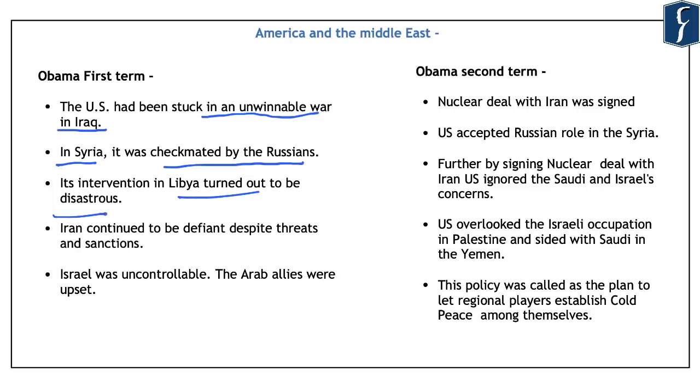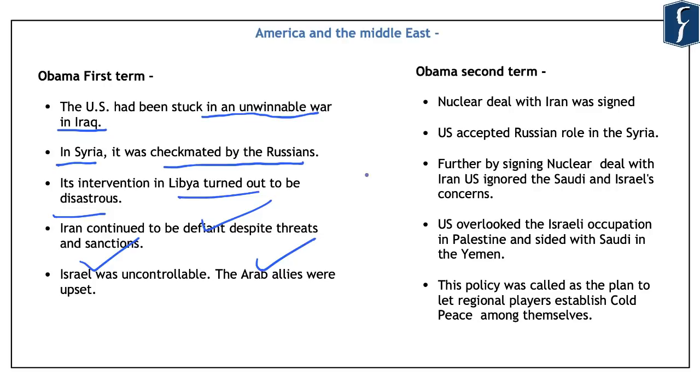And further, the Obama administration tried to stifle the Iranian government. However, it continued to be defiant despite threats of sanctions by the US administration. Besides this, America was not able to control Israel, and it had also upset its Arab allies, for example, Saudi Arabia, UAE, etc.